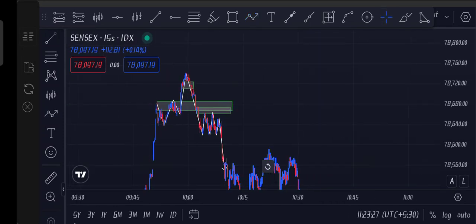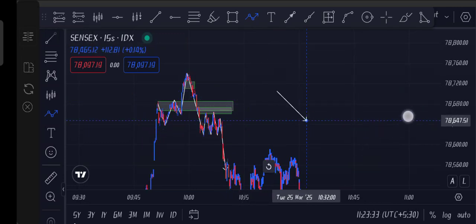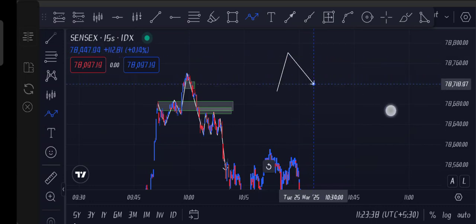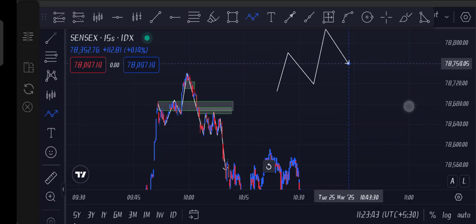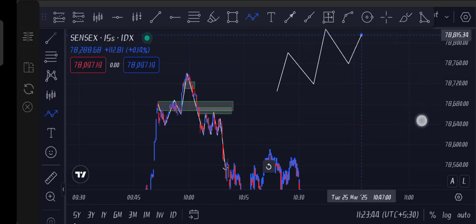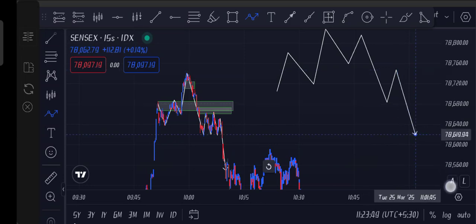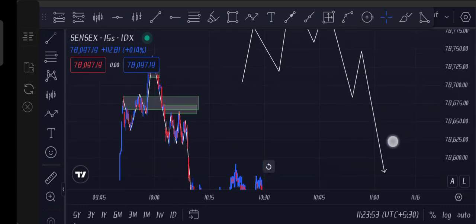Again, I will draw a sketch of the head and shoulders pattern. Firstly, this is swing high, swing low, swing high, swing low, swing high, swing low, and it also breaks this structure and again comes in the downside direction. You can see this real structure comes in that downside direction.